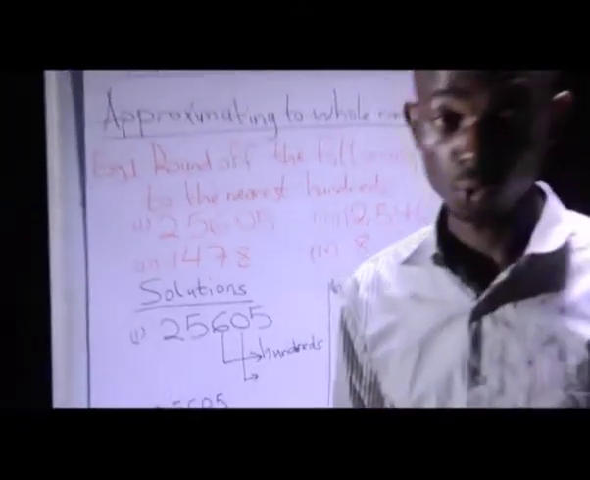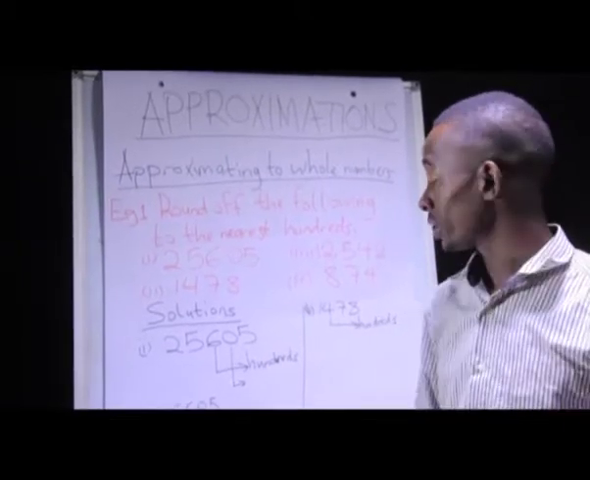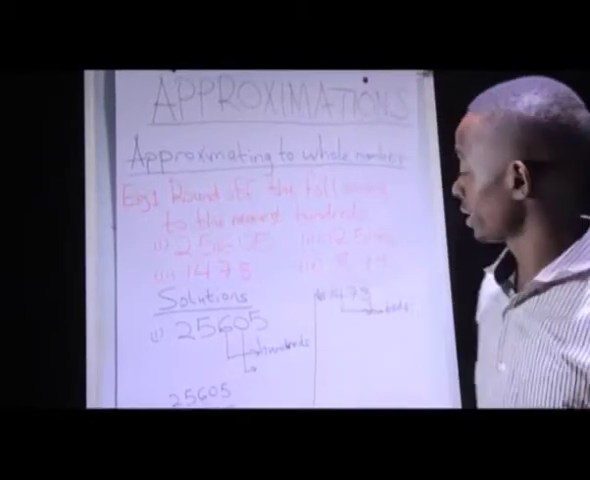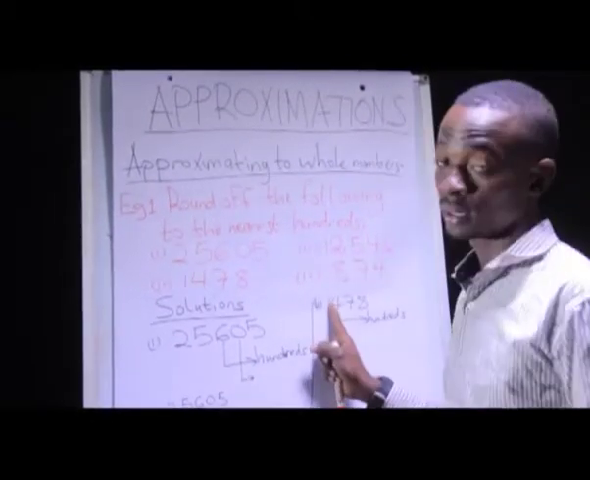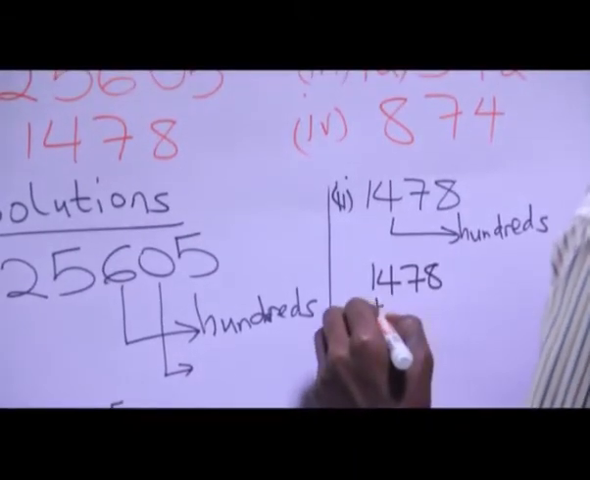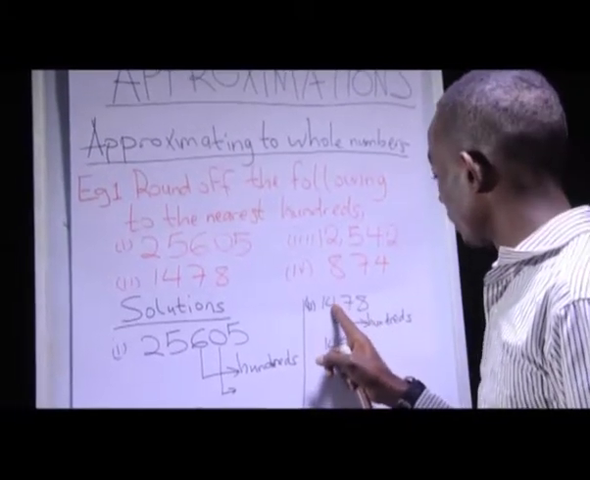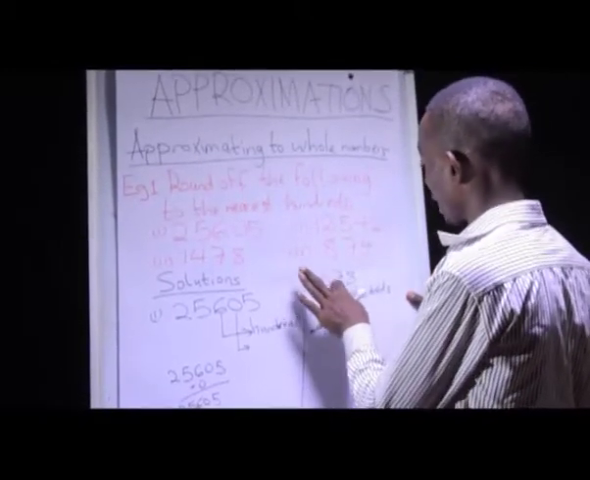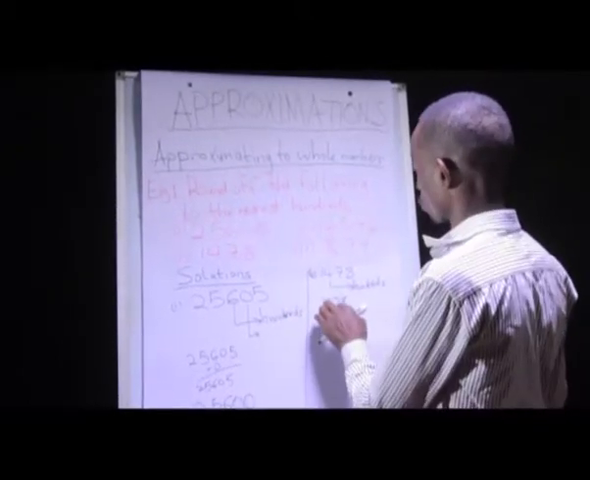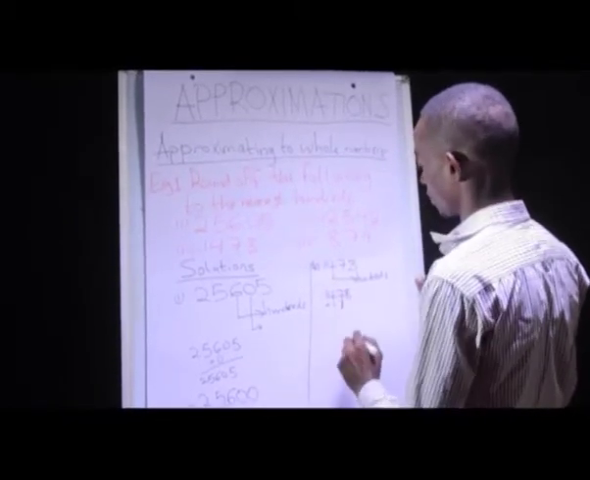After I have located the 4, I look at the number which is next to 4, and that number is 7. And we say that when the number after this one is greater or equal to 5, what I do is I'm going to add a 1 to the 4 here. So I'm going to come down here and say 1, 4, 7, 8. Mind you, I do not add the 1 to the 7 or the 8. I add the 1 to the number which is in the place value which we were asked about in the beginning. So I'm going to add this 1 to the 4, not to the 7.